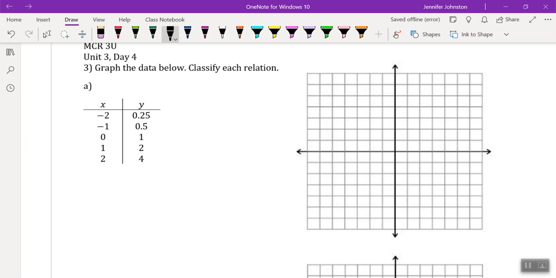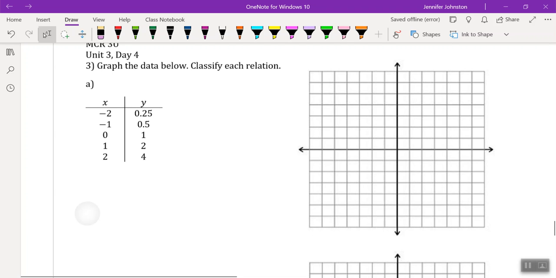So let's graph. So here we can graph. We can also see from the y values what's kind of going on. So if we go over 2 and up a quarter, up a half, up 1, over 2, up 2, over 2, up 4, this is our exponential function.